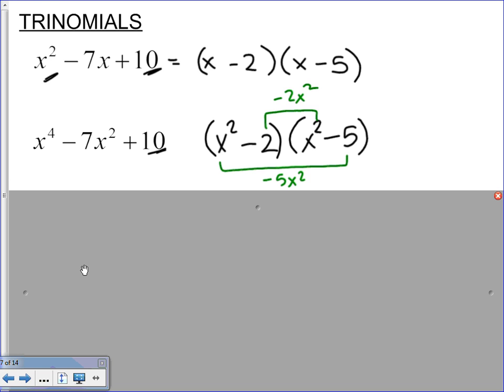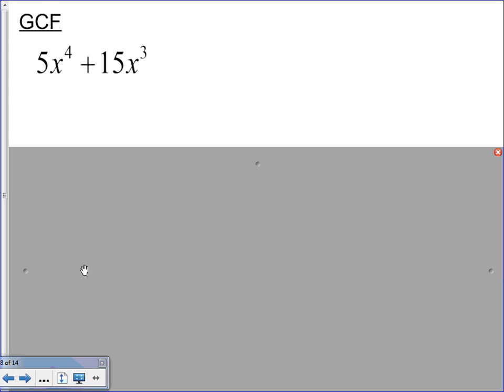Okay. Now, don't forget about GCFs. What does GCF stand for? Greatest common factor. Always check for a GCF first.